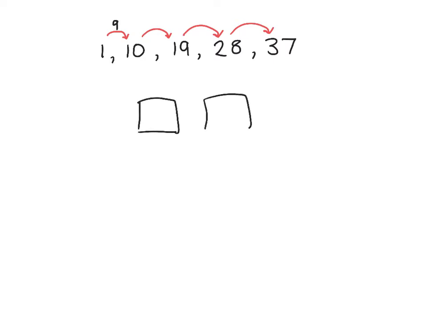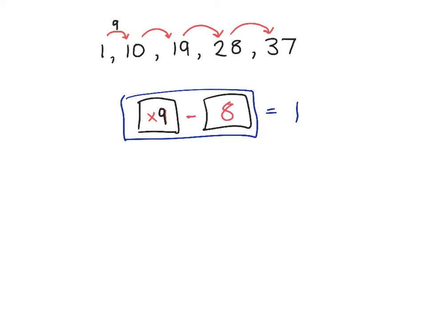So we put our 2 boxes in, as we've been doing. We think, right, the first one is multiplied by 9. We then think of it as a sum, with the answer being 1. And we've got to go from 9 down to 1, which is going to be take away 8.